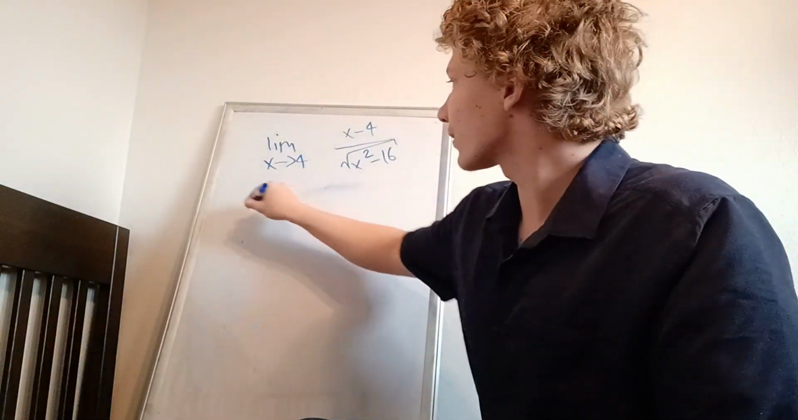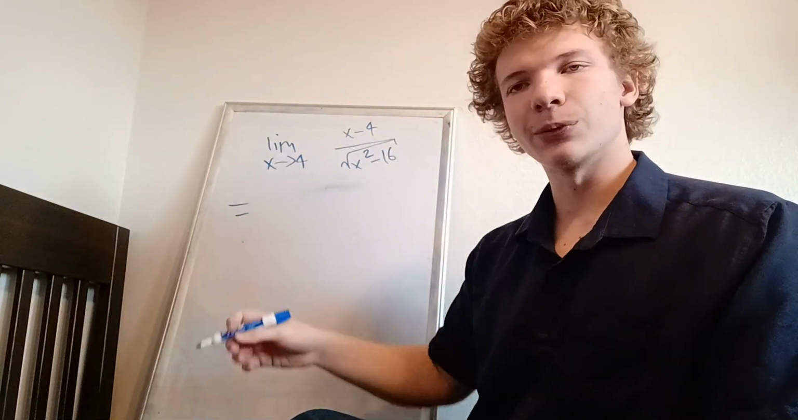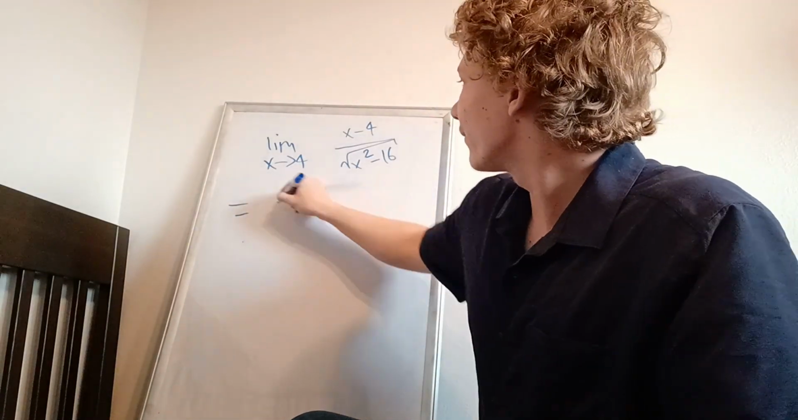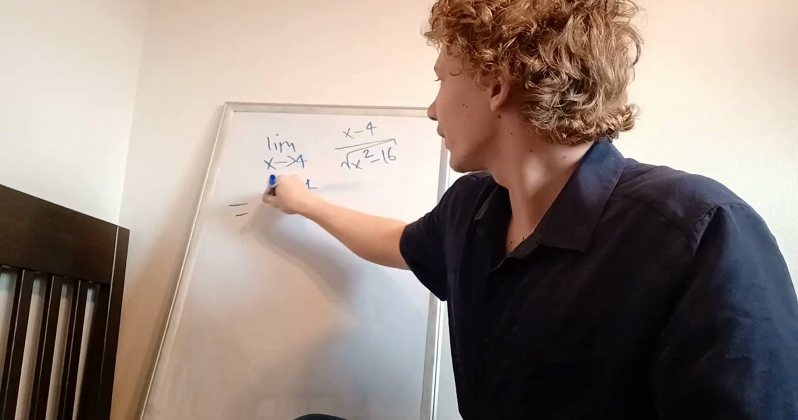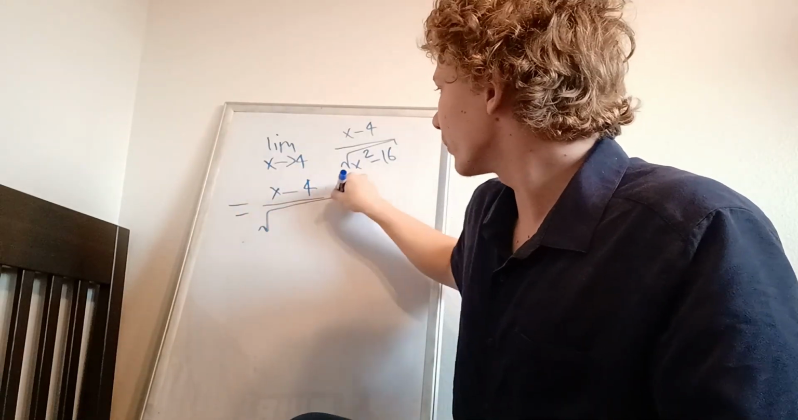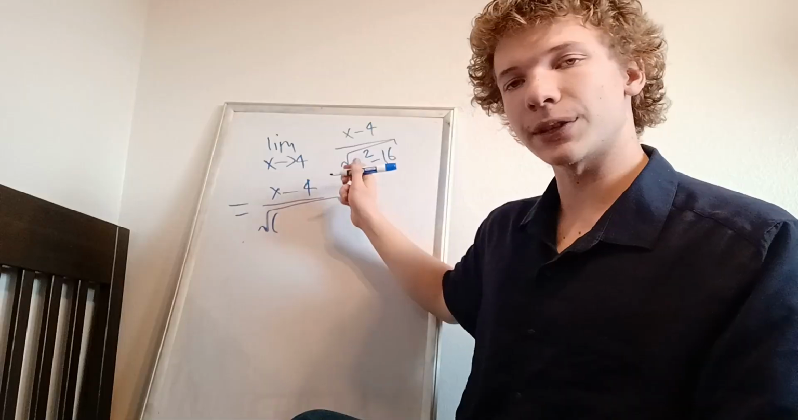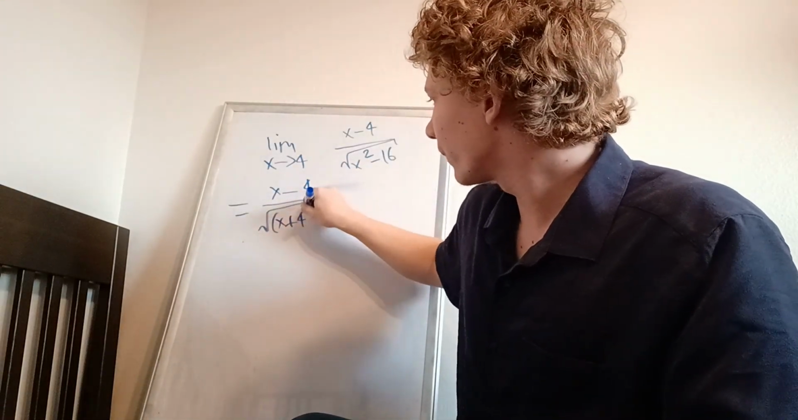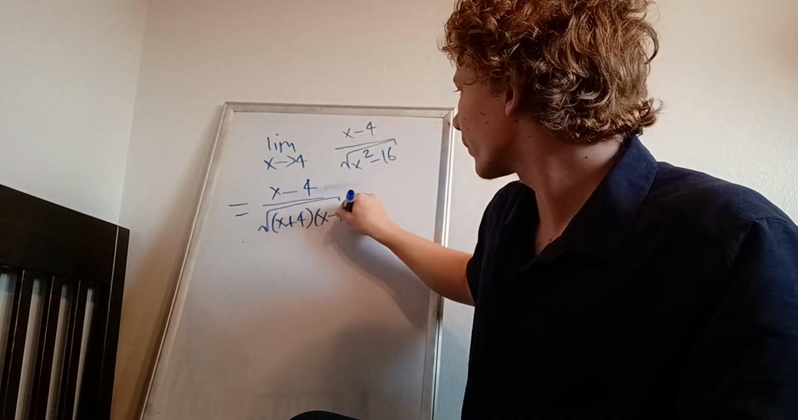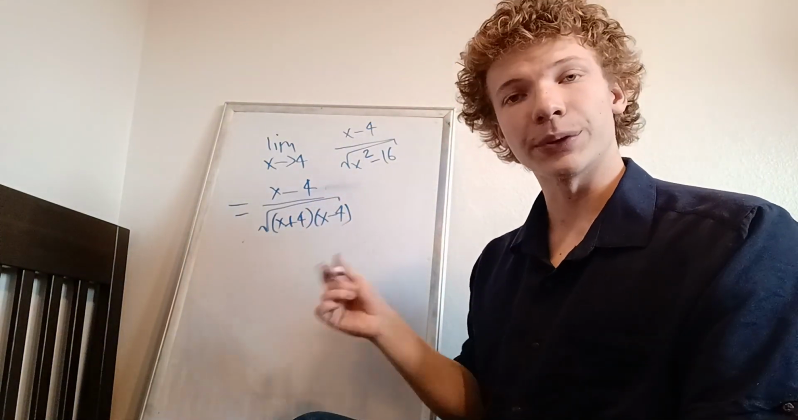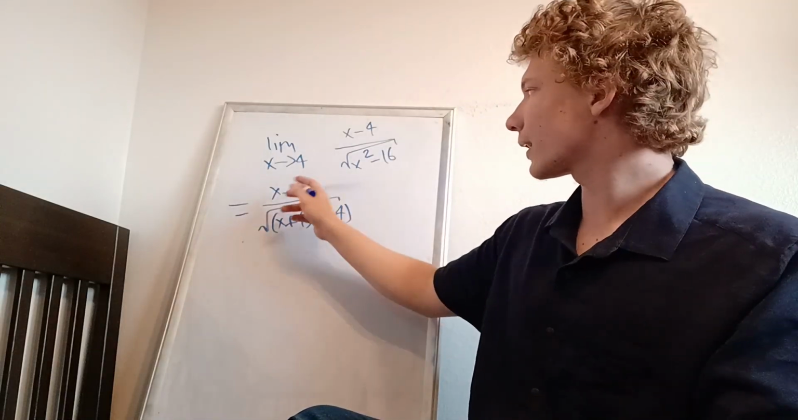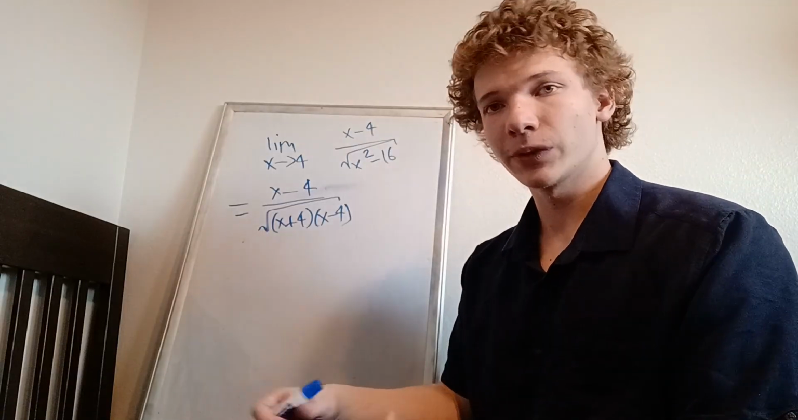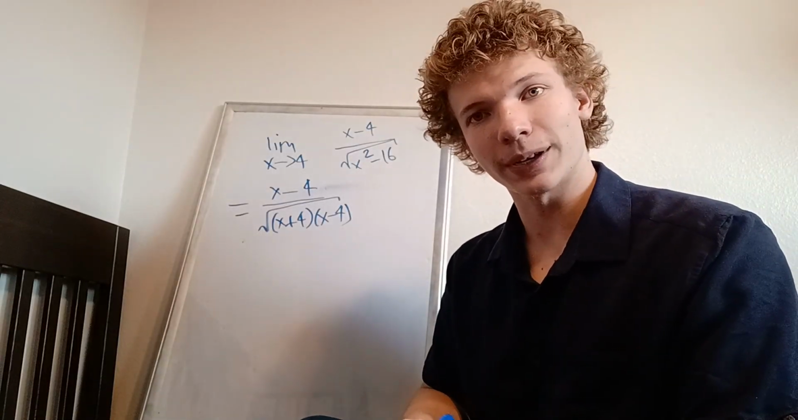Well, looking at this, I'm going to assume that the limit is still there. I'm not going to bother rewriting it. We'll have x minus 4 over the square root of, and we're going to factor this as a difference of squares. This is x plus 4 times x minus 4. Now, how does that help us? We have an x minus 4 here and an x minus 4 here, but one's in a square root and one's not, so can we really cancel them out? Well, we can at least reduce the power of the one on top.